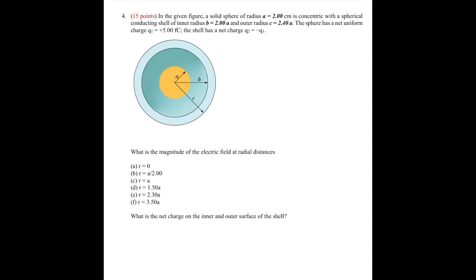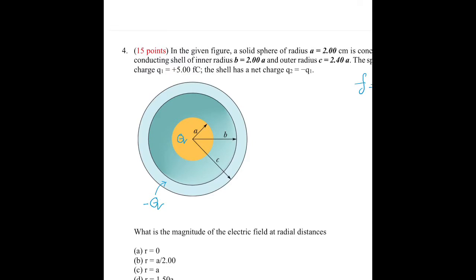In this problem, we have a solid sphere of radius a, which is 2 centimeters. This sphere is concentric with a spherical conducting shell of inner radius b and outer radius c. So first we need to find the charge density of this solid sphere. What is the charge density?